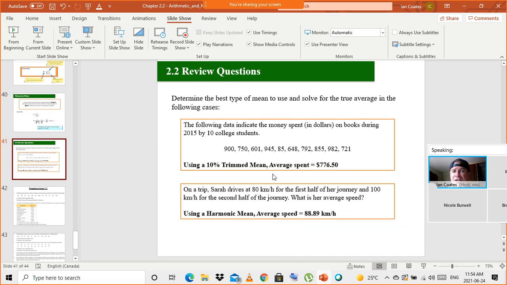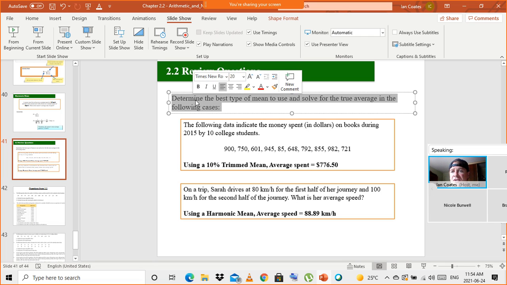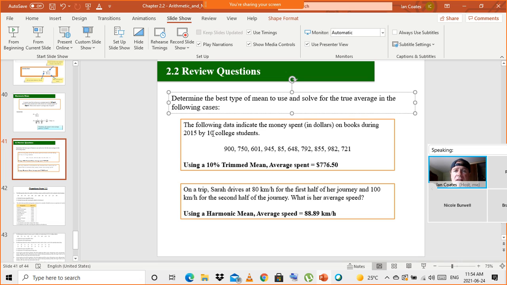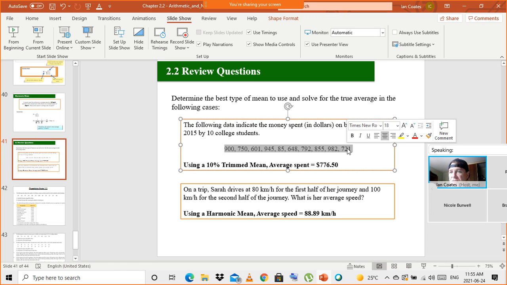Review questions. Y'all can try these out. Determine the best type of mean to use and solve for the true average. The following data indicates the money spent in dollars on books during 2015 by 10 college students. So just have a look at your numbers. And this is going to force you to look at your data. You can't walk into a question blind anymore. You are responsible for answering this question as best as you see fit.